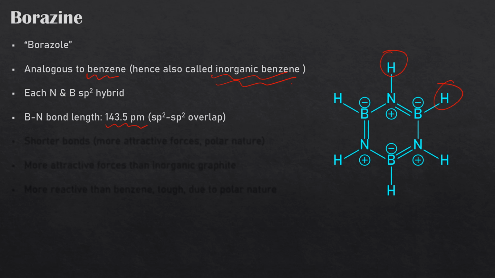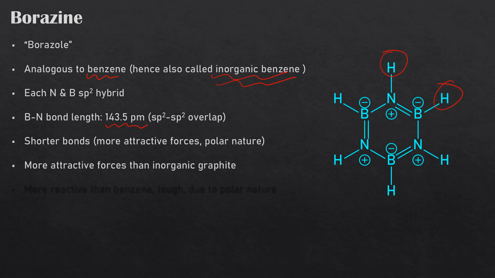Because of that, the BH bond and NH bond can also have some polar nature, and that polar nature can give us some difference. So this bond is going to be a little bit shorter in comparison to what it was in graphite, because we can expect a little bit more attractive forces between the positive and negative charges present over here. So this is supposed to be a relatively shorter bond in the nitrogen and boron compound. And we compare this with the reactivity of benzene.